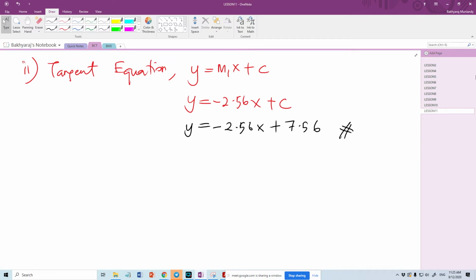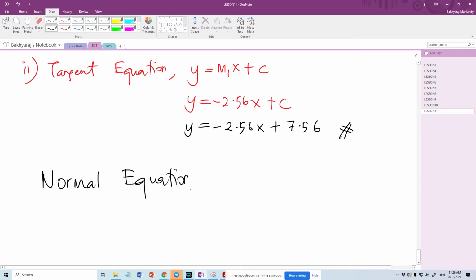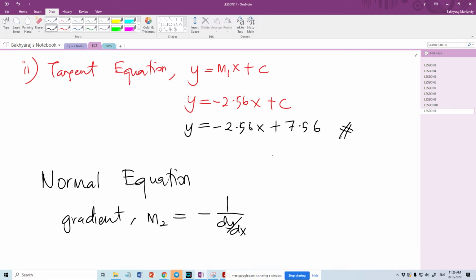Okay, next I move on to normal equation. When it comes to normal equation, we still talk about gradient, but this time the gradient is M2. And M2 is actually negative 1 over dy dx.